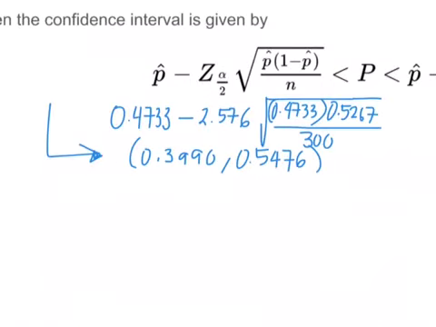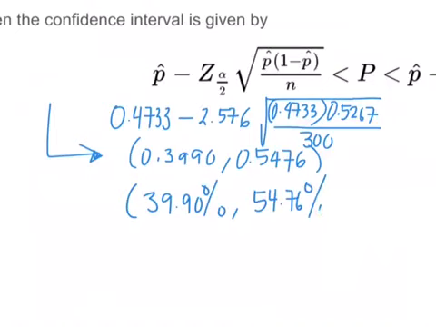In terms of percentage, this is equivalent to 39.90% up to 54.76%. The true proportion could only lie from 39.90% up to 54.76%, based on the confidence level that is 99% confidence.